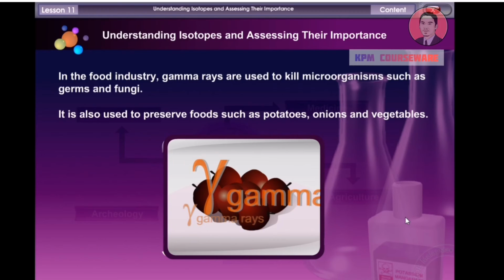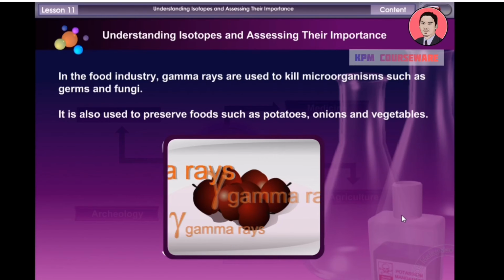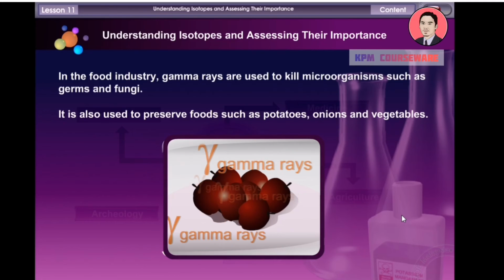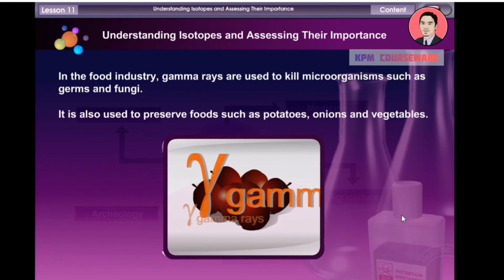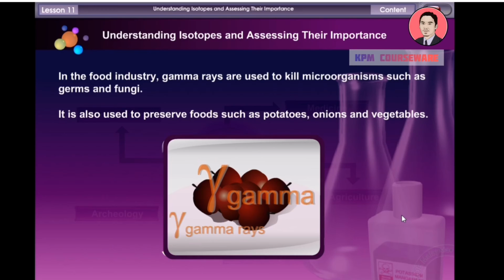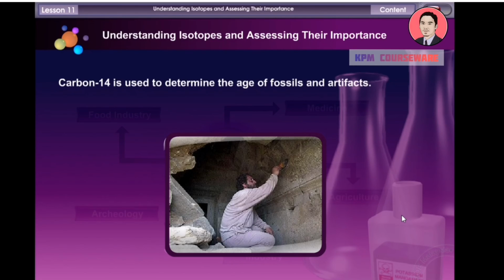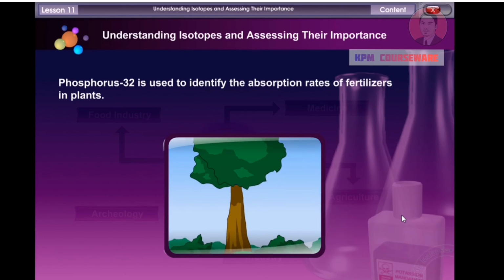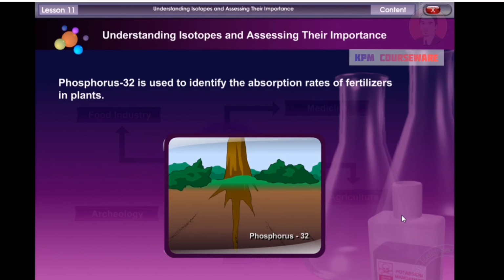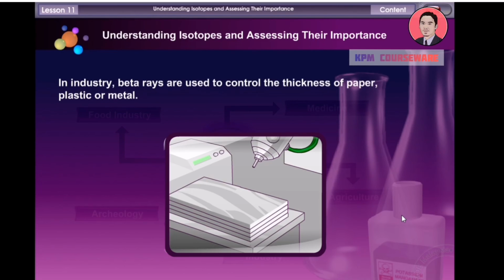In the food industry, gamma rays are used to kill microorganisms such as germs and fungi. It is also used to preserve foods such as potatoes, onions, and vegetables. Carbon-14 is used to determine the age of fossils and artifacts. Phosphorus-32 is used to identify the absorption rates of fertilizers in plants. In industry, beta rays are used to control the thickness of paper, plastic, or metal.